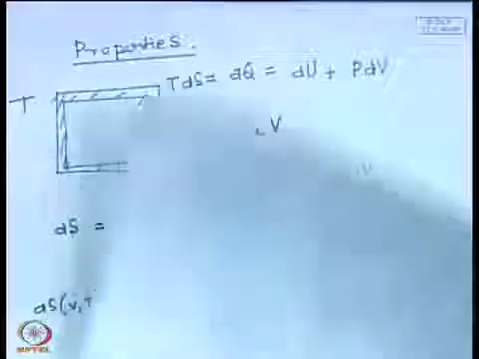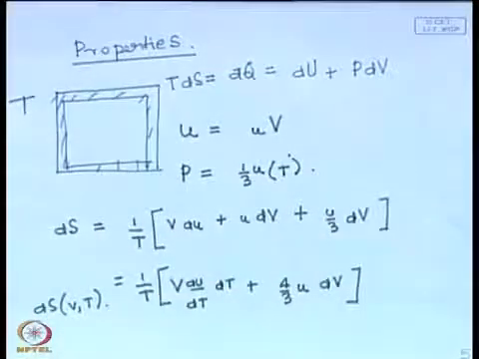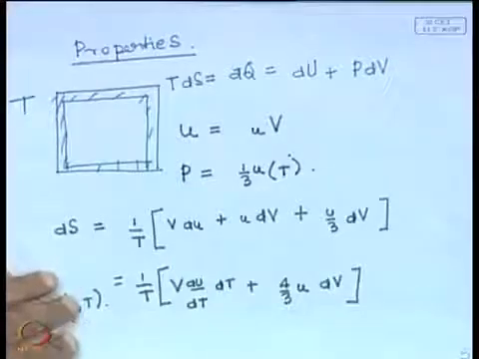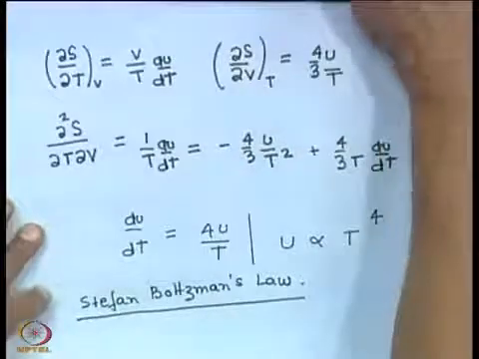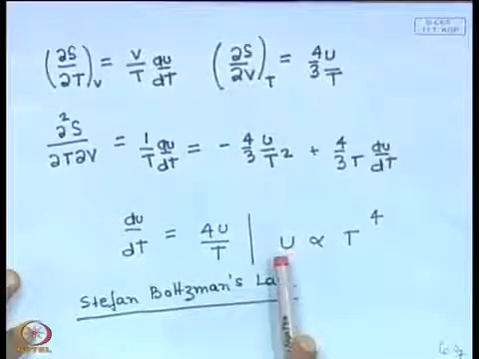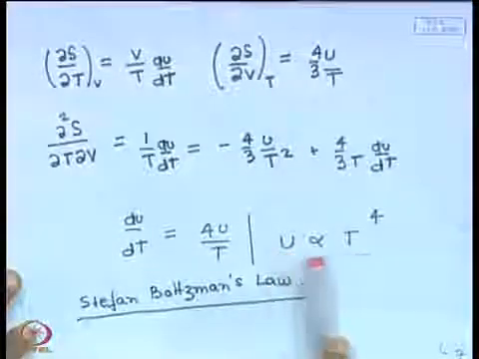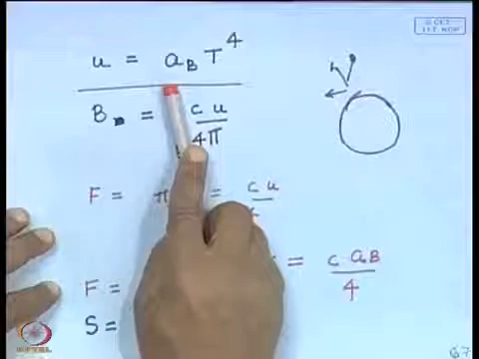Okay. Then having discussed this, we went ahead and we calculated how the entropy depends on the temperature and the volume, and based on this we finally reached the conclusion that the energy density of this black body radiation is proportional to T to the power 4. And this constant of proportionality we called AB, the Stefan constant.